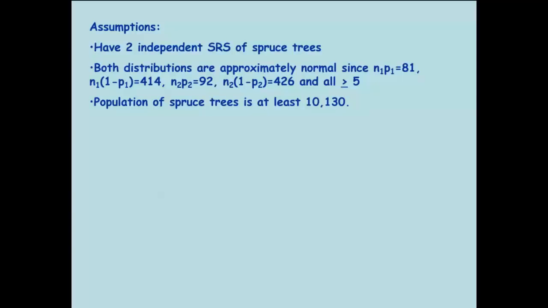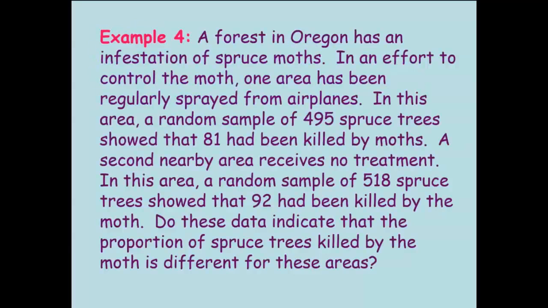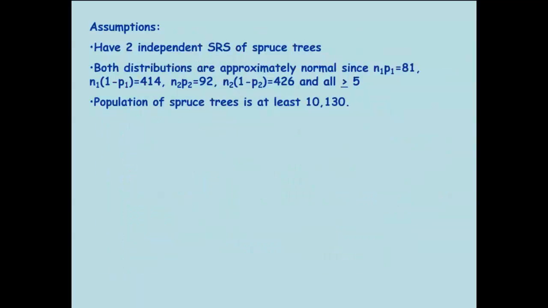Population is at least 10n. Well, where did the 10,000 come from? Well, remember we want to add the two individual sample sizes up. So let me back up a second. We want to add up the 495 and the 518 and then multiply that by 10. And that gives us a reasonable estimate of what our population is.